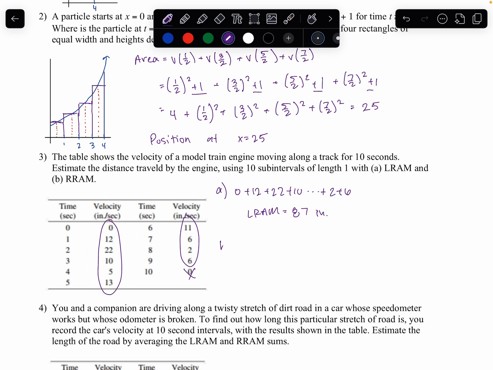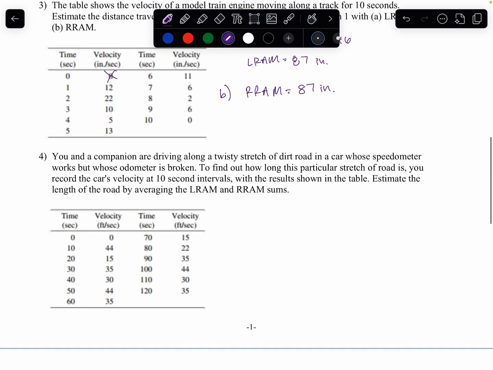And then as for RRAM, in this case I'm going to exclude the furthest most left point and then use these 10 values that I get right here. That's not going to make a difference because the furthest most left was 0 and the furthest most right is 0, so we're adding up the same value. So this is also just going to be 87 inches. Cool. There you go.